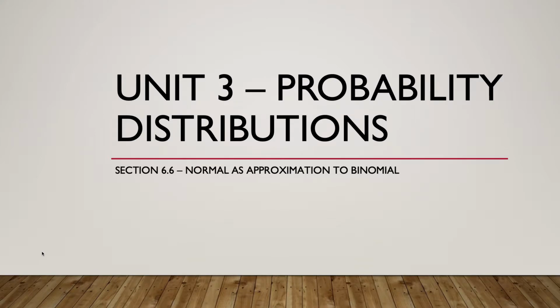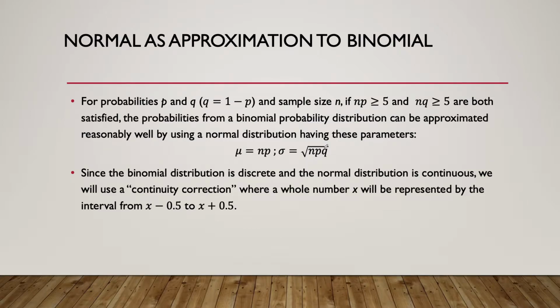Section 6.6 is on the normal as approximation to binomials. And what that means is we can use the normal distribution to approximate the binomial distribution. And it does a pretty good job on it. But this is used especially more so back when calculating some of these distributions was a little bit on the more complicated-ish side. So, normal as approximation to binomial.